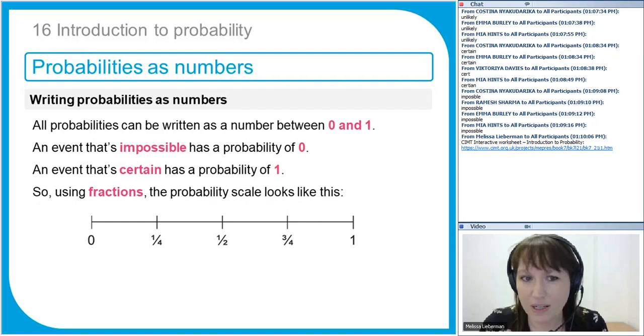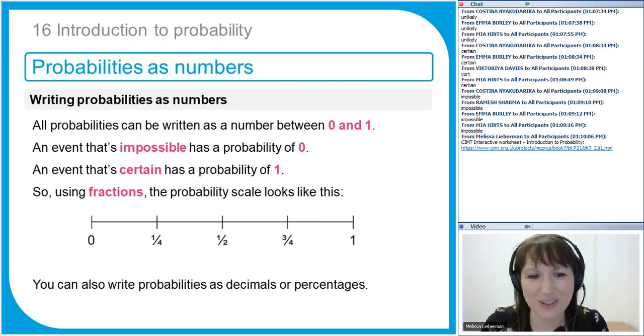So if we're using fractions, the probability scale will look something like this. So we've got 0 at the bottom here, quarter, half, 3/4, and 1. If you were given a probability scale and you wanted to be accurate, you could put a ruler up against it, you could measure it, and then a quarter of the way along the line would represent a probability of a quarter, or 1/6, or any other fraction that you wanted. 1/6 would be a sixth of the way along, and so on. And we can also write probabilities as decimals or percentages. That would work as well.